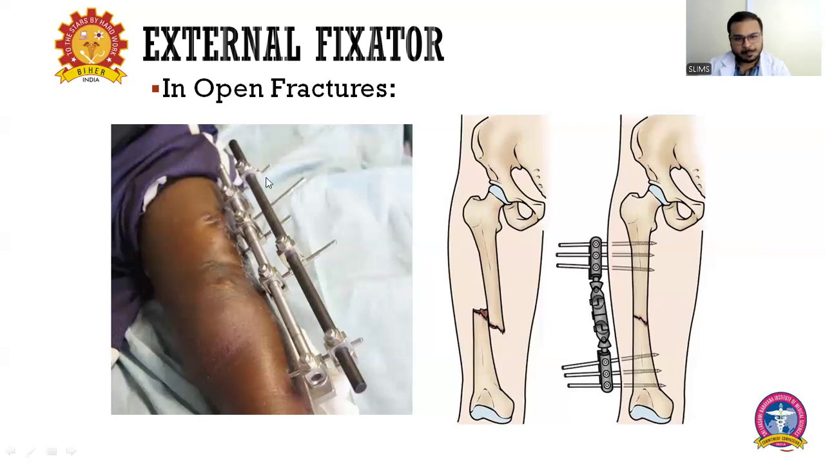So this is a case of an open shaft of femur fracture where the external fixator has been fixed to the fracture and a double rod has been kept.